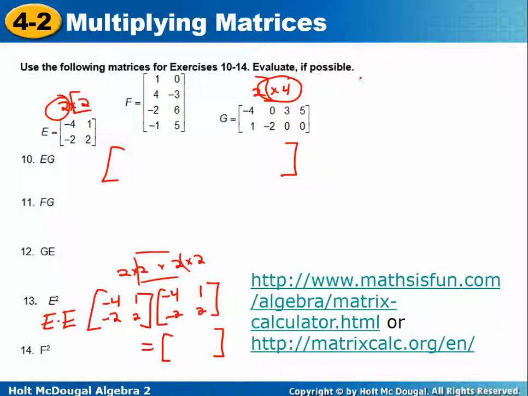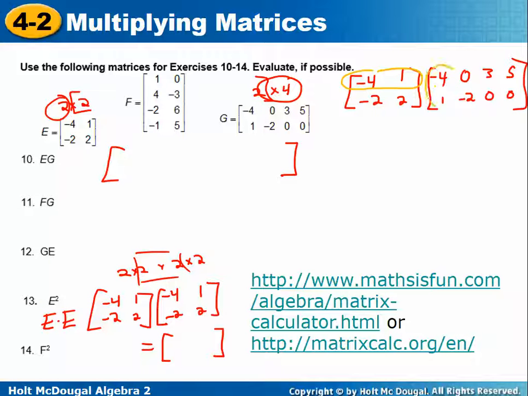Let's write what we're going to multiply up here. So we have negative 4, 1, negative 2, 2 for E, and then G is negative 4, 1, 0, negative 2, 3, 0, 5, 0. And note that this is not the same as G times E. It's not commutative. You have to do it in the order they tell you to. So I'm going to take the elements in the first row of the first matrix, and I'm going to multiply them by the first column, and that will give me this first element.